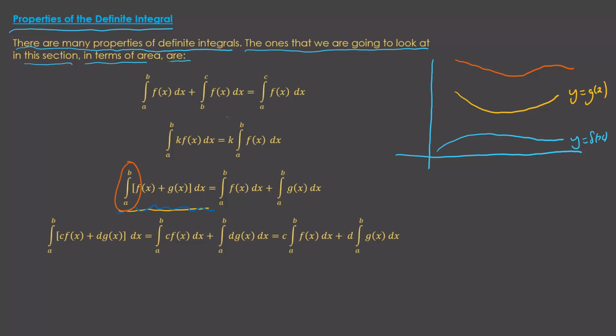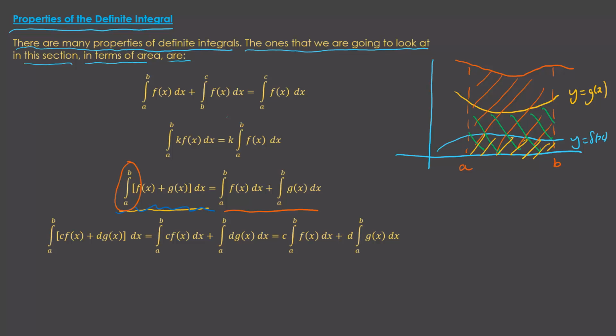What we have here is the area between A and B of f of x plus g of x. What this side is saying is that is equal to the area under g of x added to the area under f of x, which once again should make sense.